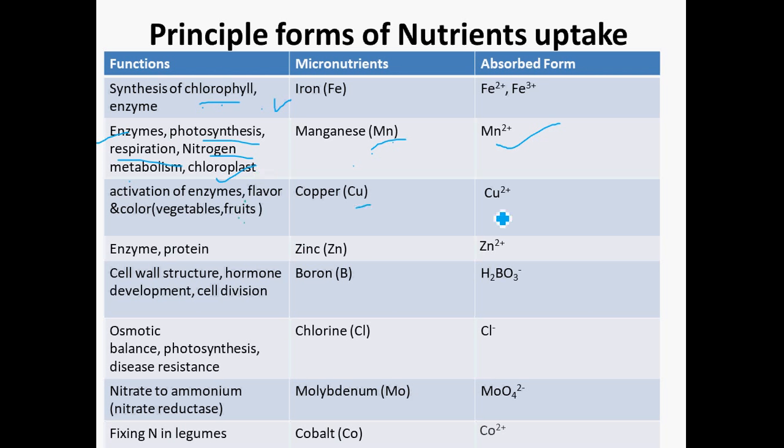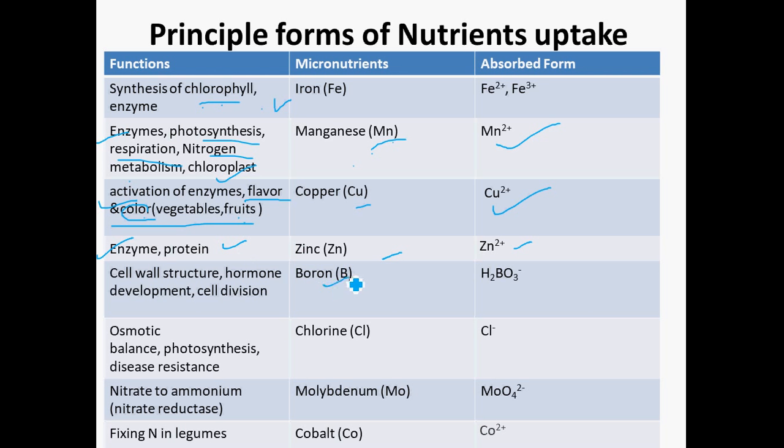Copper. Plants take up copper in the form of copper ions. It helps in the activation of some enzymes, and copper intensifies the flavor and color of vegetables and fruits, and also intensifies the color of flowers. Zinc. Plants take up zinc in the form of zinc ions, and it helps in the activation of enzymes and also in protein synthesis.